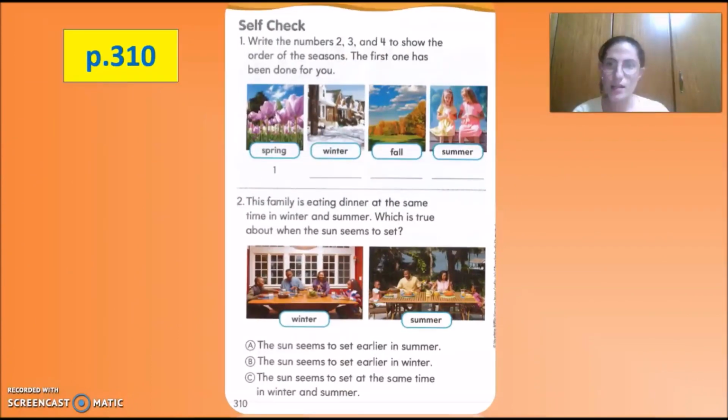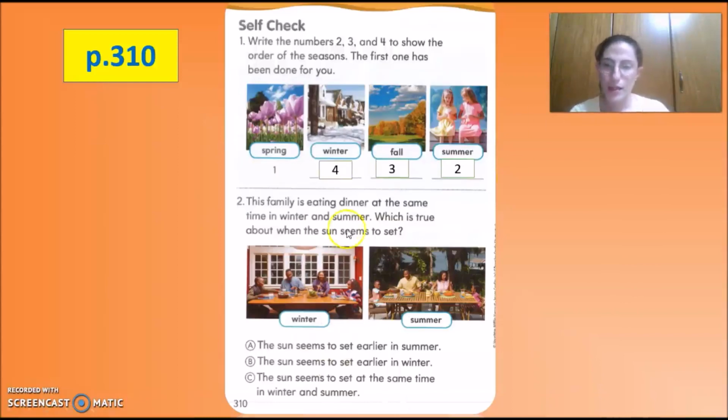Page 310. Write the numbers 2, 3, and 4 to show the order of the seasons. The first one has been done for you. So 1 is spring. What comes after spring? Excellent. Summer. What comes after summer? Excellent. Fall. What comes after fall?